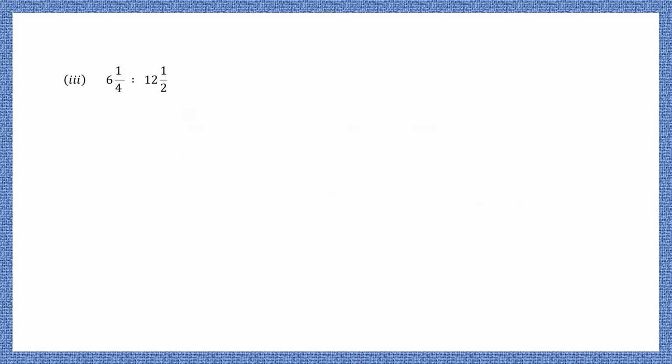Question 3. We have two fractions here. 6 1 by 4 is to 12 1 by 2. First step, let's convert it to an improper fraction. 4 6s are 24 plus 1, 25 by 4 is to 12 2s are 24 plus 1, 25 by 2.